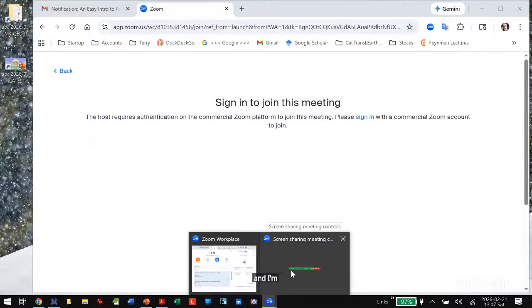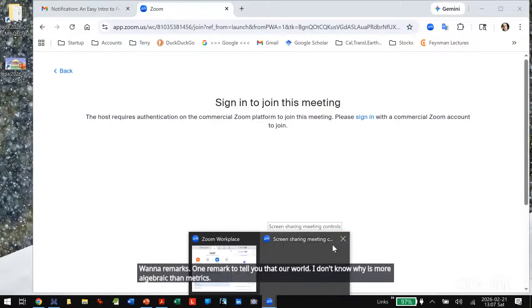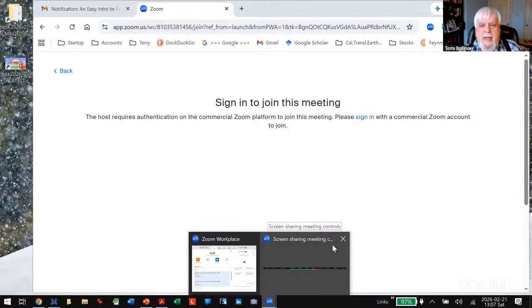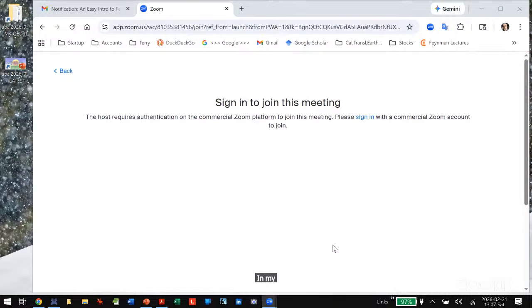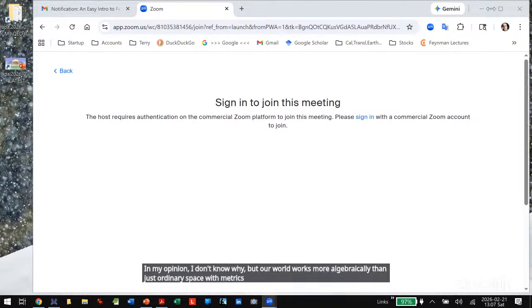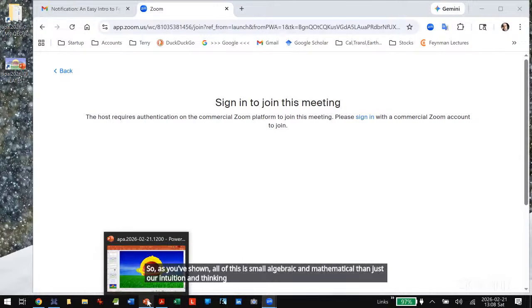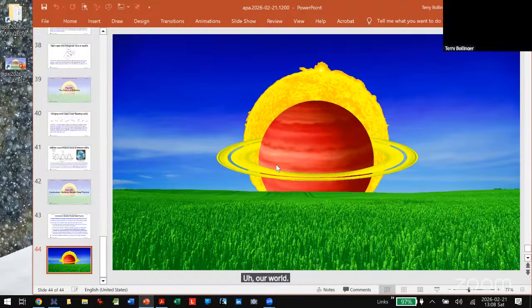And I'm trying one remark. Terry, our world, I don't know why, it's more algebraic than metric. In my opinion, I don't know why, but our world works more algebraically than just ordinary space with metrics and how we imagine three-dimensional space and time. So, as you have shown, all of this is more algebraic and mathematical than just our intuition and thinking about how we see our world.